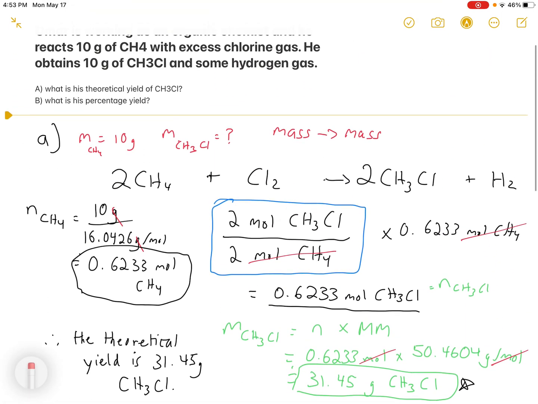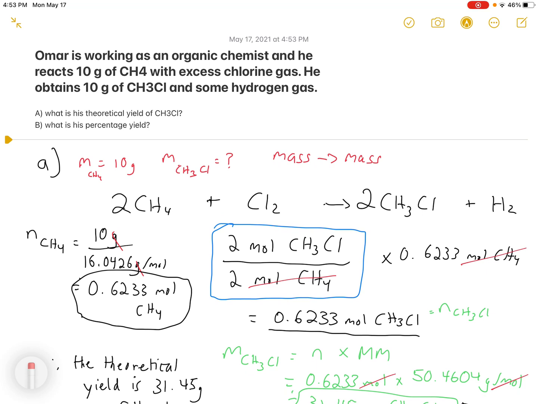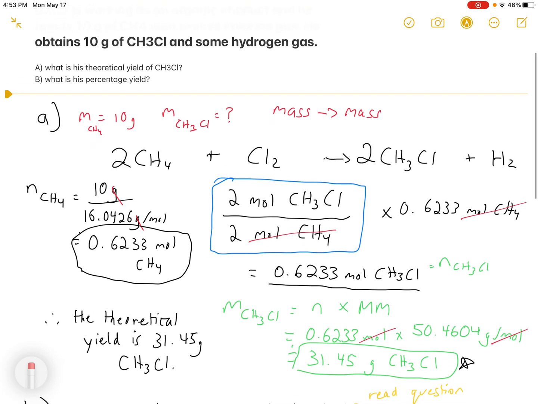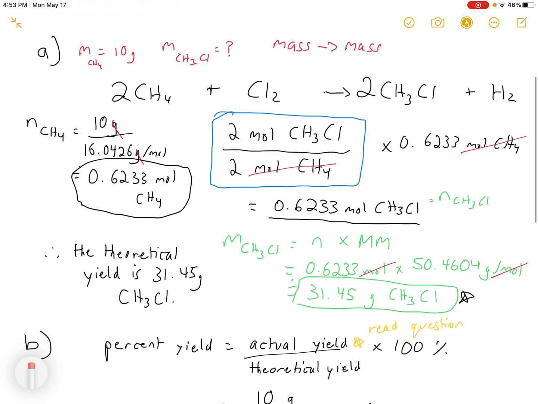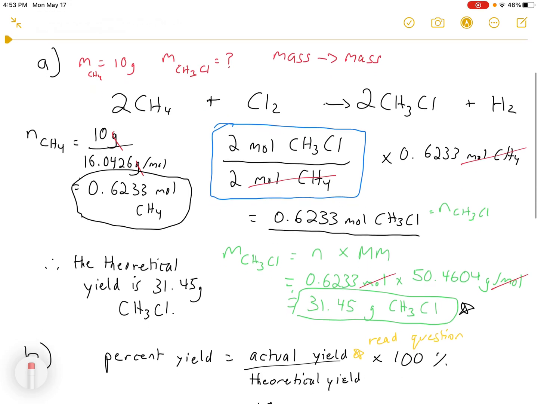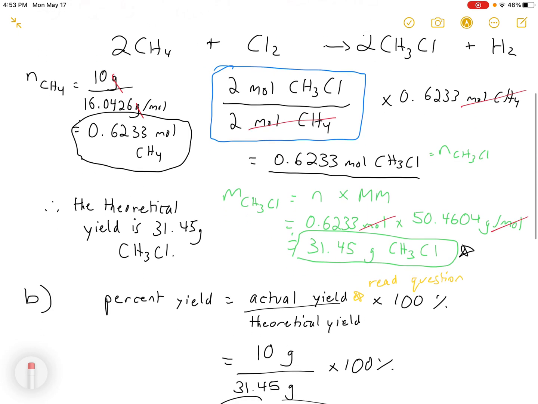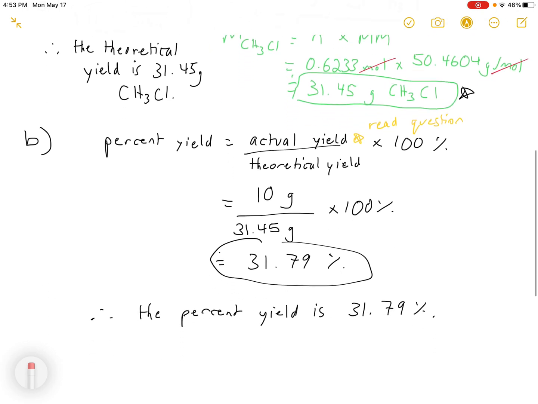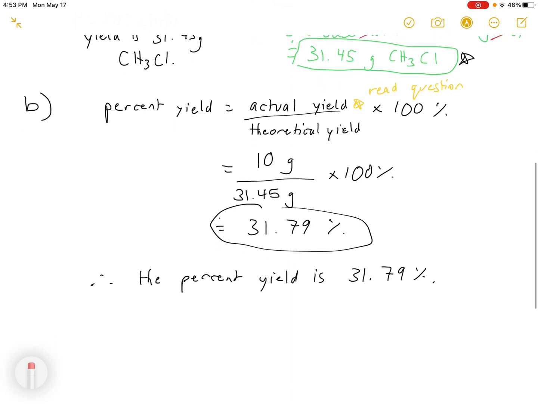So just to recap, this started off like a regular old mass-to-mass stoichiometry problem. Those skills keep coming back, they don't go away. It started off as a regular stoichiometry problem in which we determine the theoretical yield. That's what stoichiometry does for us. And then the second part, more simply, we just compared the theoretical yield to the actual yield to determine the percent yield.